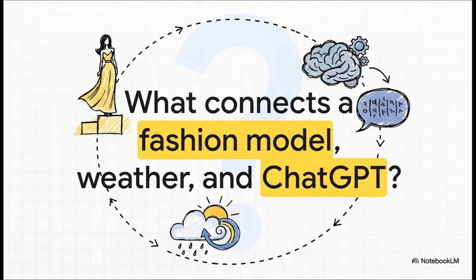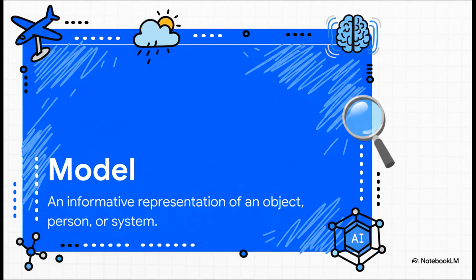So, let's kick things off with a little bit of a puzzle. What do you think connects a fashion model strutting down a runway, the weather forecast on your phone, and something like ChatGPT? I mean, they seem totally unrelated, don't they? But they all share this one fundamental identity. Yep, you guessed it. They're all models. And this is the key that unlocks the whole thing.